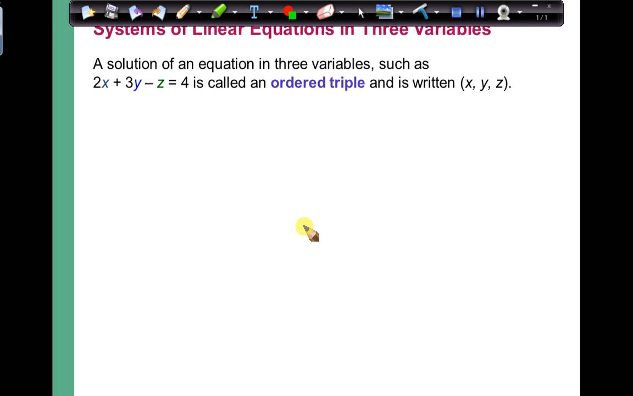Generally, we talk about lines being in two-dimensional space. So we'll have a Cartesian plane, and we may graph a line, and we have a y-axis and an x-axis. Okay, but what happens when we want to graph a line in three-dimensional space?